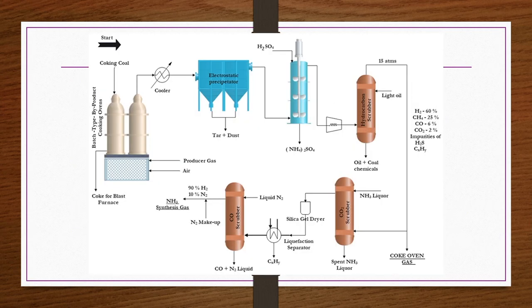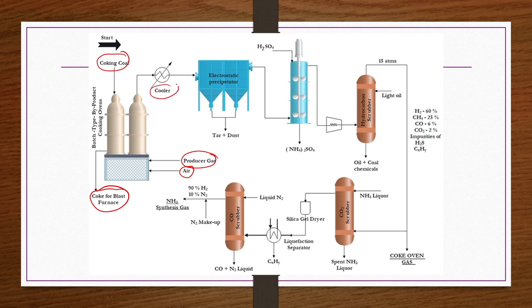Now, in the process, we have a byproduct coke oven shown here. To this, the coking coal, the upgraded coal, is fed from the top, and the coking takes place. For coking to take place, you have to supply energy, and that energy is supplied by producer gas, the heat requirement being taken care of by this producer gas along with air. In this batch type byproduct coke oven, once the coking process is done, the coke is collected from the bottom for the blast furnace, whereas the gases include the coke oven gases along with some impurities.